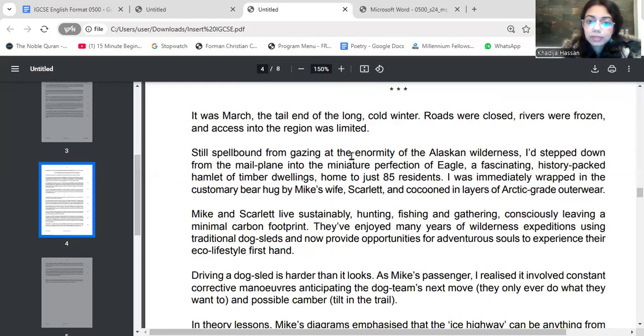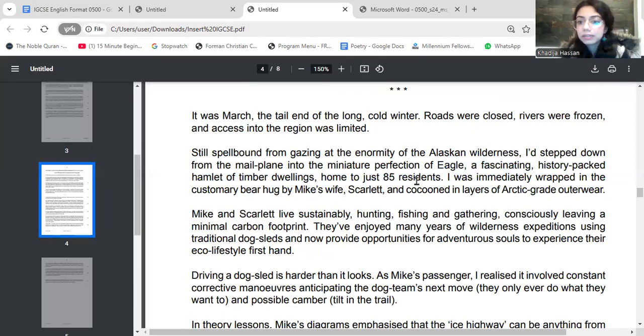Still spellbound from gazing at the enormity of the Alaskan wilderness, I stepped down from the mail plane into the miniature perfection of Eagle, a fascinating history-packed hamlet of timber dwellings, home to just 85 residents. So this is where she's staying for this expedition that she's on at Eagle, right? Which is a dwelling that is home to just 85 residents.